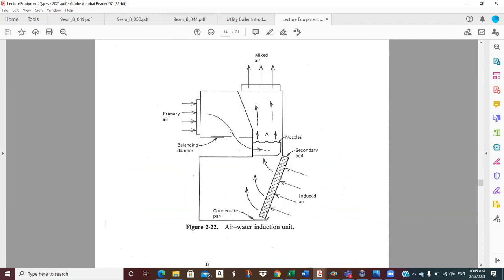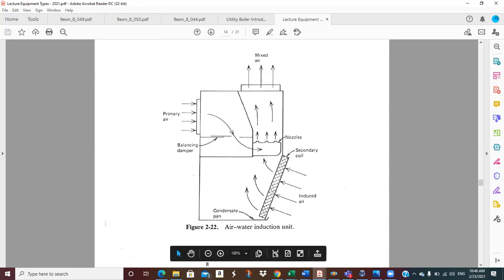Those are induction nozzles, and they blow up at a pretty good velocity. What they do is pull surrounding air with them. It's called induction. The high velocity here will suck air from the room back up through this secondary coil, which can give you some additional cooling. They show a condensate pan. You usually don't want a lot of the dehumidification coming here. You want more of that coming from this colder air from the primary unit, but you can do some dehumidification.